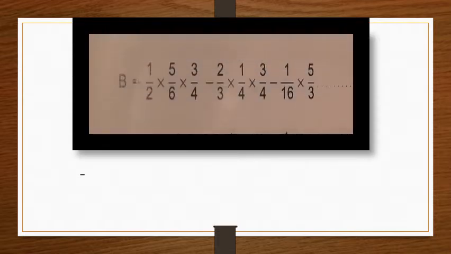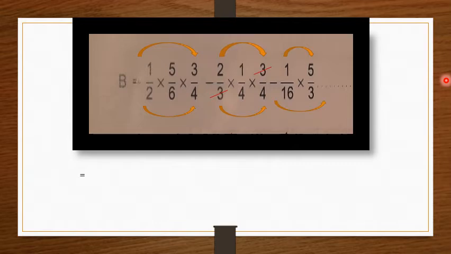Now part B. Here we have multiplication, subtraction, multiplication, and subtraction. According to PEMDAS rules, the priority goes to multiplication. So I have to solve the multiplication first and then continue. 1 times 5 times 3. So I multiply the numerators by each other and the denominators by each other. Okay, here we have times 3 and divide by 3, so I simplify them directly. You can multiply and then simplify.